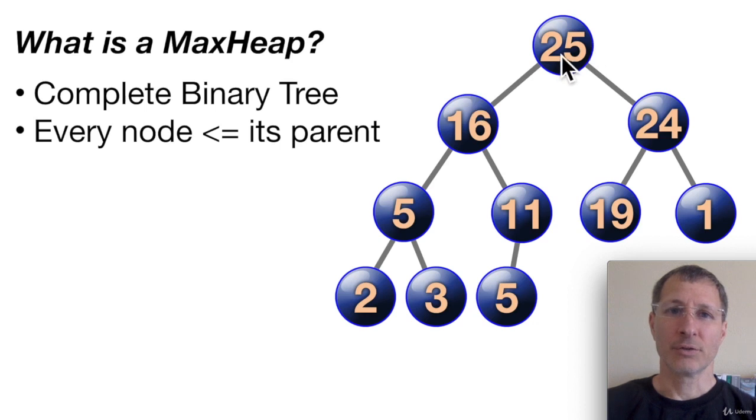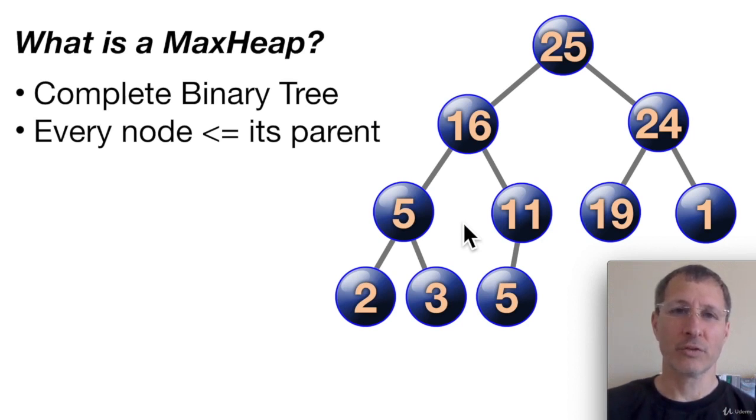That's the key. So you'll see that 25 is the parent of 16 and 24, right? 25 has a left child and a right child, and it's greater than or equal to both of those. And then 16 is greater than or equal to both of its left and right children, and so on. So every node in the tree has to be less than or equal to its parent, and every parent node has to be greater than or equal to the nodes below it. So that is the core condition of a max heap.